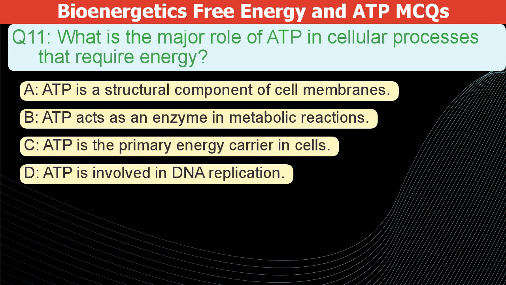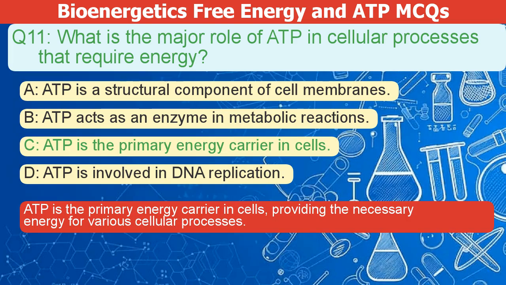What is the major role of ATP in cellular processes that require energy? A. ATP is a structural component of cell membranes. B. ATP acts as an enzyme in metabolic reactions. C. ATP is the primary energy carrier in cells. D. ATP is involved in DNA replication. The correct answer is C. ATP is the primary energy carrier in cells, providing the necessary energy for various cellular processes.